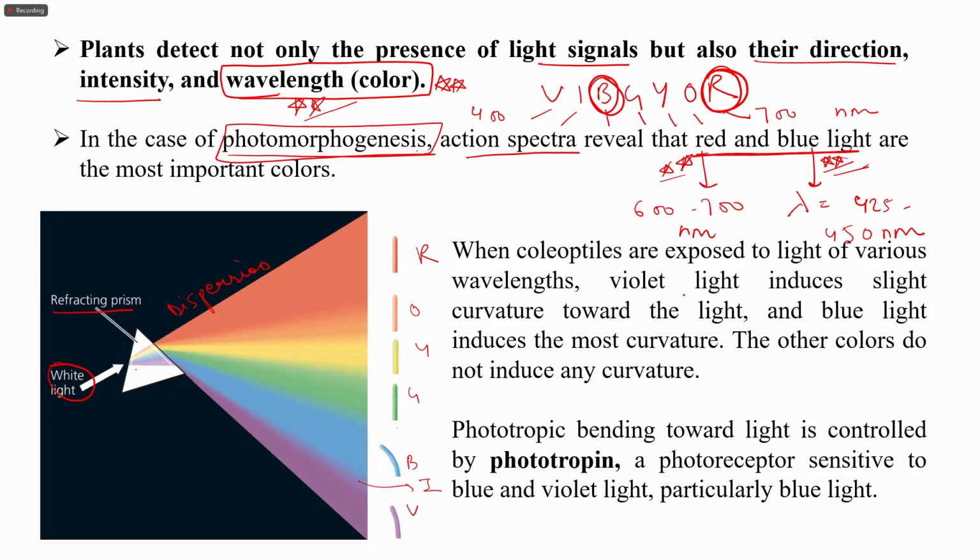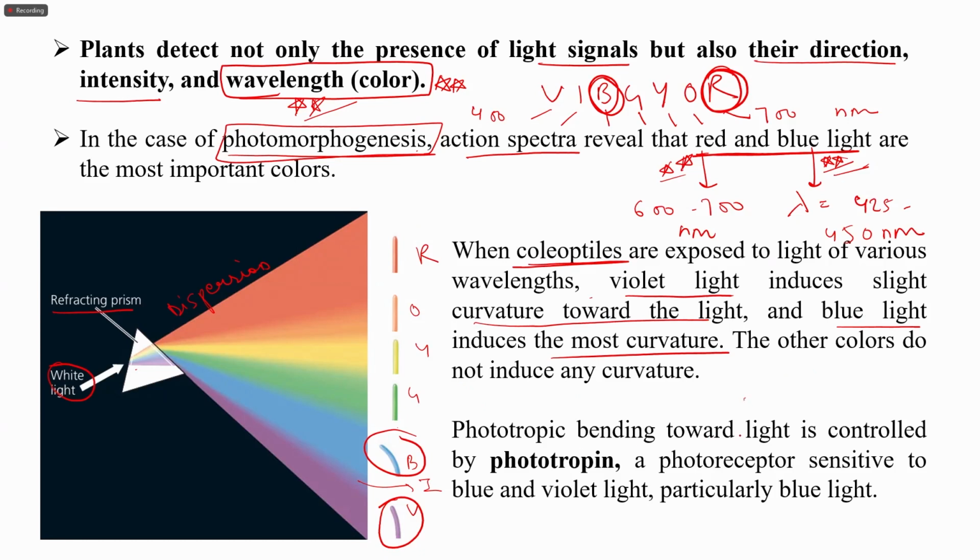When coleoptiles, that is shoots, are exposed to light of various wavelengths, bending can be observed slightly in violet and more in blue. In all the other colors there was no bending. So violet light induces slight curvature towards the light, and blue light induces the most curvature. Therefore, every wavelength has a different effect, and the other colors do not induce any curvature.